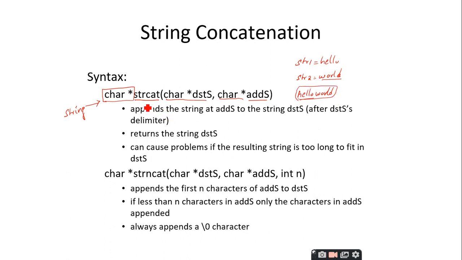One important thing regarding string concatenation is that when a string is concatenated with the destination string, the return value of the function, as we have discussed, is a string, and that string is nothing but the destination string. So it is going to return the destination string, nothing more than that.